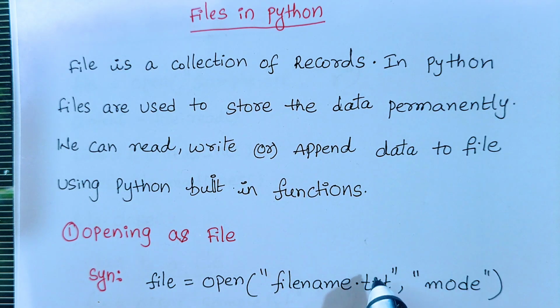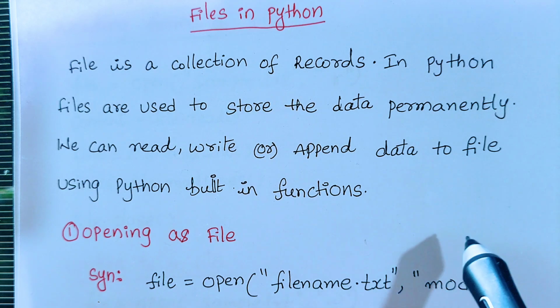So what is meant by this filename dot txt? You can save the file in your directory, and that file you can open. You can also create a new file name by using this open. So what is meant by mode?